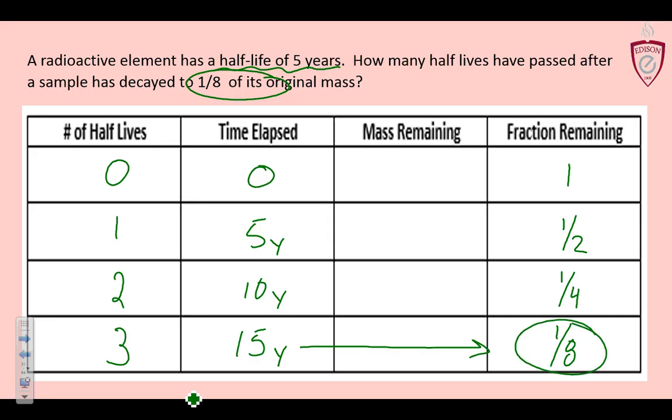That is our answer. Are we getting the hang of this yet? And also, the same exact question could be asked: a radioactive element has a half-life of 5 years. How many half-lives have passed after a sample has decayed to 1/8 of its original mass? So this is actually 3 is the correct answer. If you said 15 years, you would be wrong because it's not asking you how much time has elapsed.